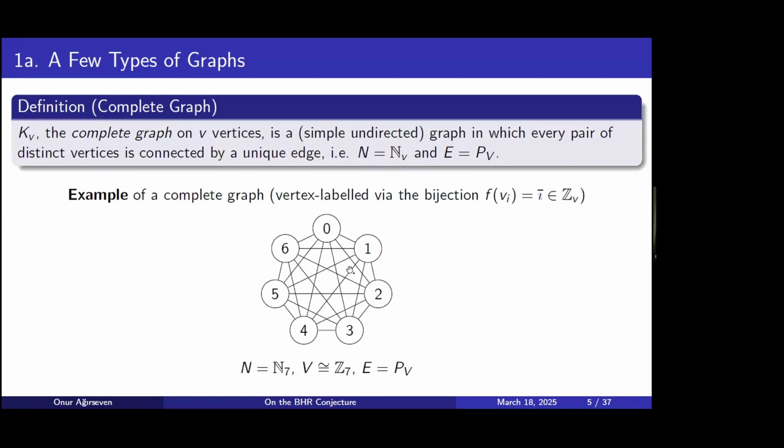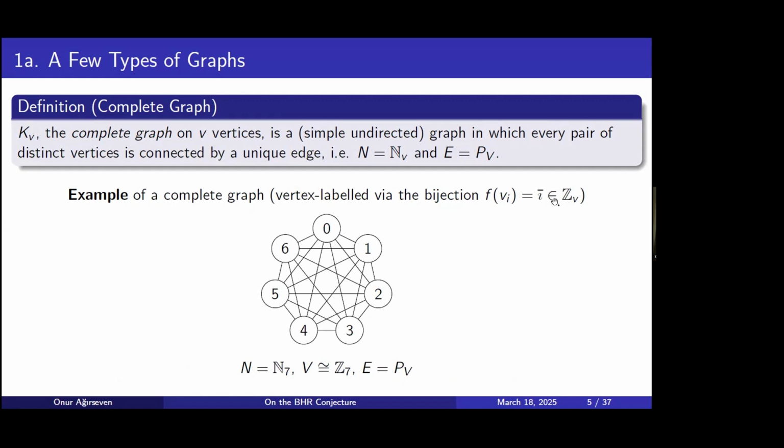All right. The important type of graph that is relevant for the Buratti-Horak-Rosa conjecture is the complete graph. The complete graph is basically when the set of edges is the entire set of unordered pairs. So any two vertices are going to be connected. You have all the vertices and all the edges that you can have.